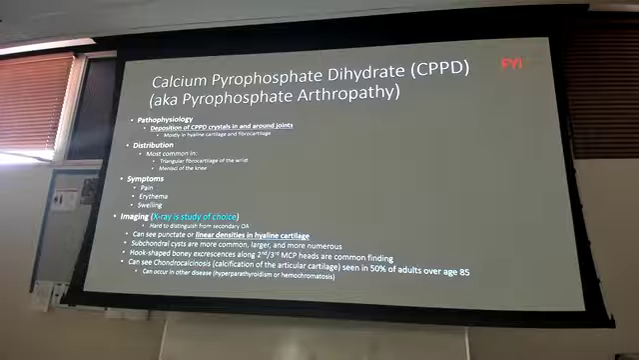But really, this is FYI, so you won't be tested on it, so it won't be hard for you guys to distinguish on the 22nd. Yeah, 22nd. Right? What you're going to see is linear densities in the cartilage.